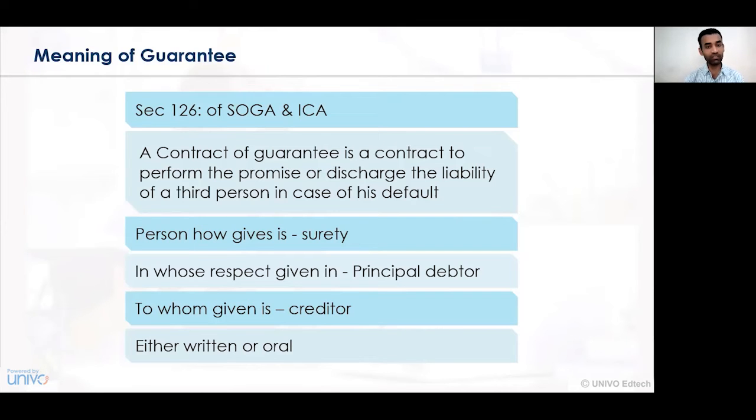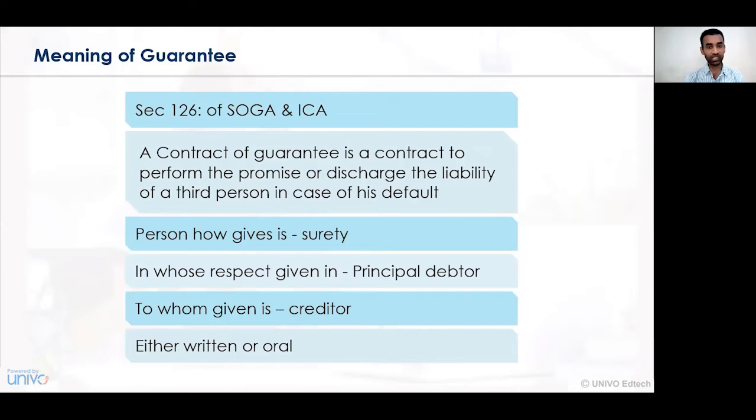So unless and until the default is committed by the third person, and who is the third person in this particular contract? The principal debtor. So always the guarantee contract is made between the creditor and the surety. So the surety is a particular person who provides a guarantee that the principal debtor will pay a certain sum of money or will perform his promise on a certain specified date or in a certain specific mode.